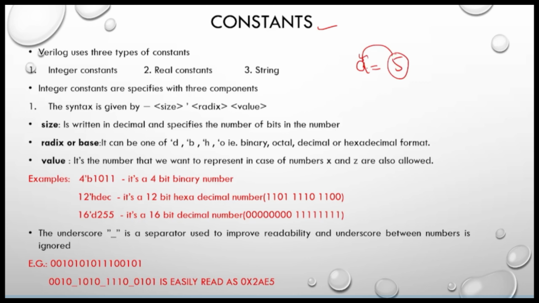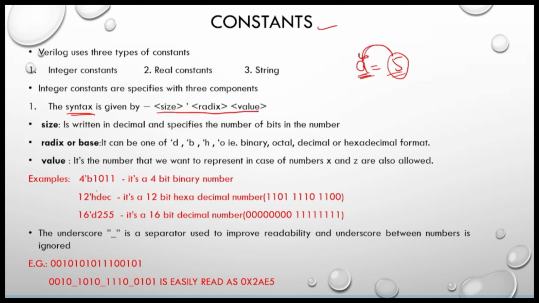Okay, 5 is assigned to some variable a. In Verilog you can't just assign it simply as a equal to 5. Why? Because it needs some syntax. So what is the syntax? In order to assign some constant to a variable, you should follow this syntax.